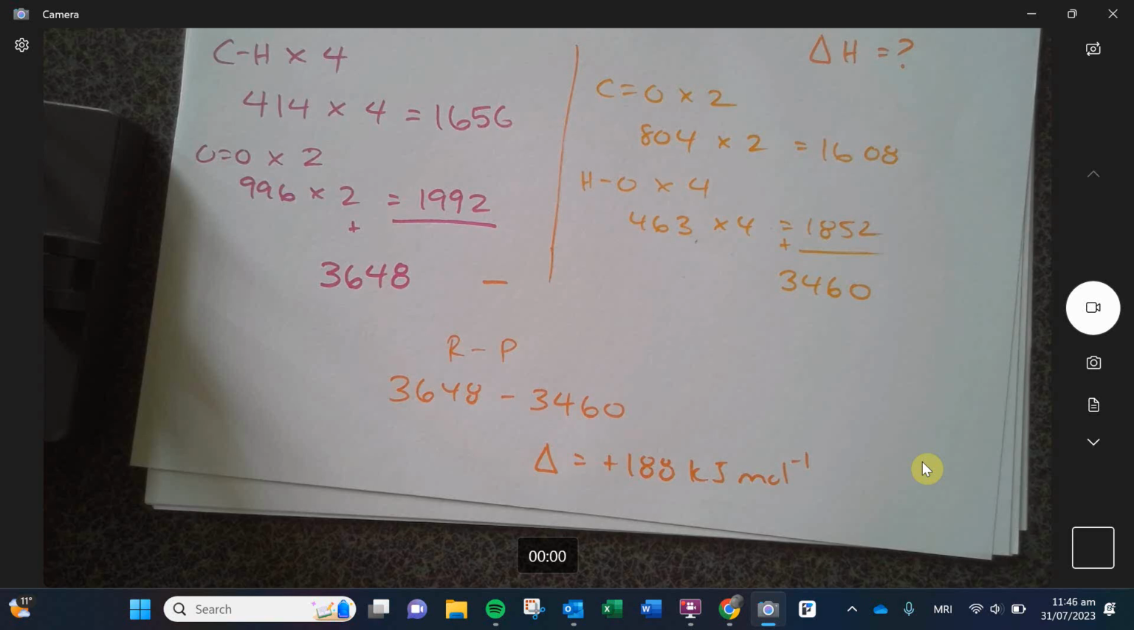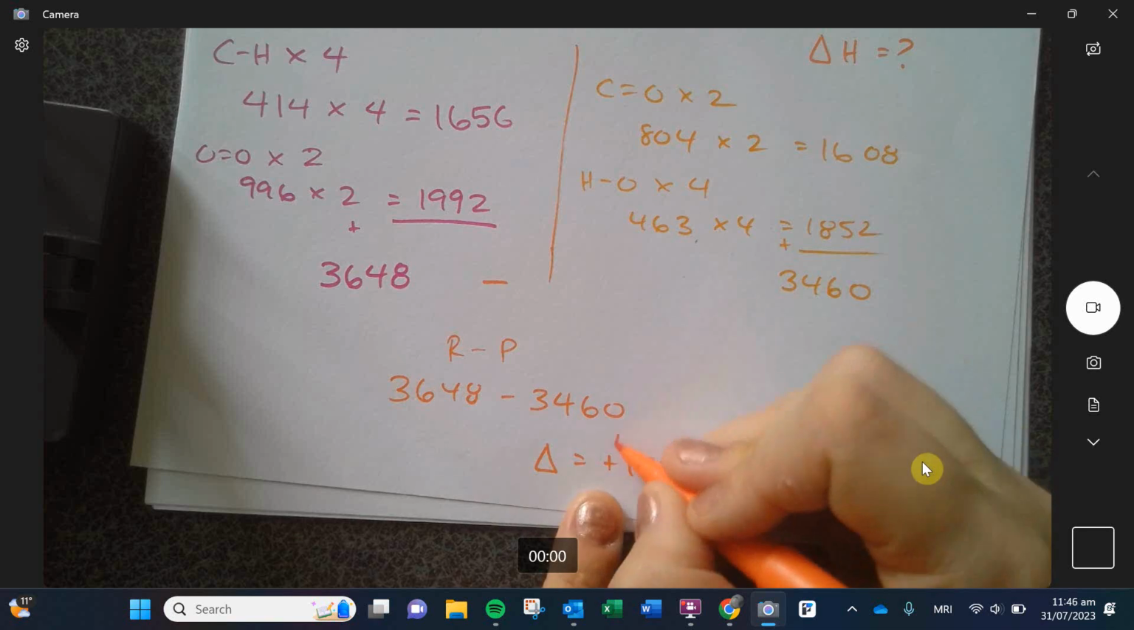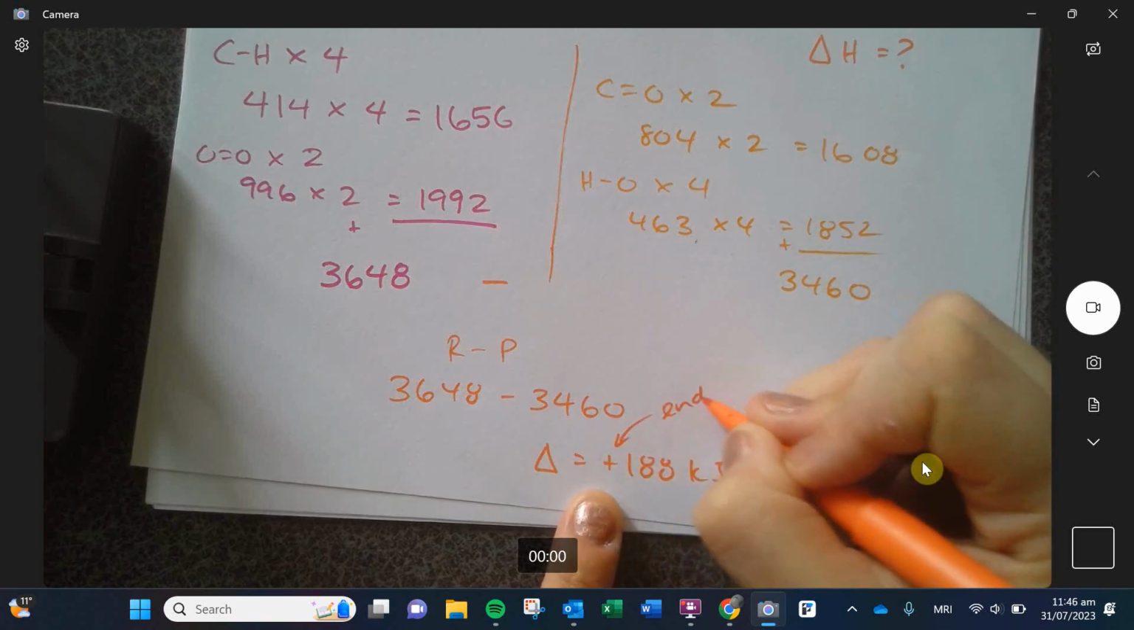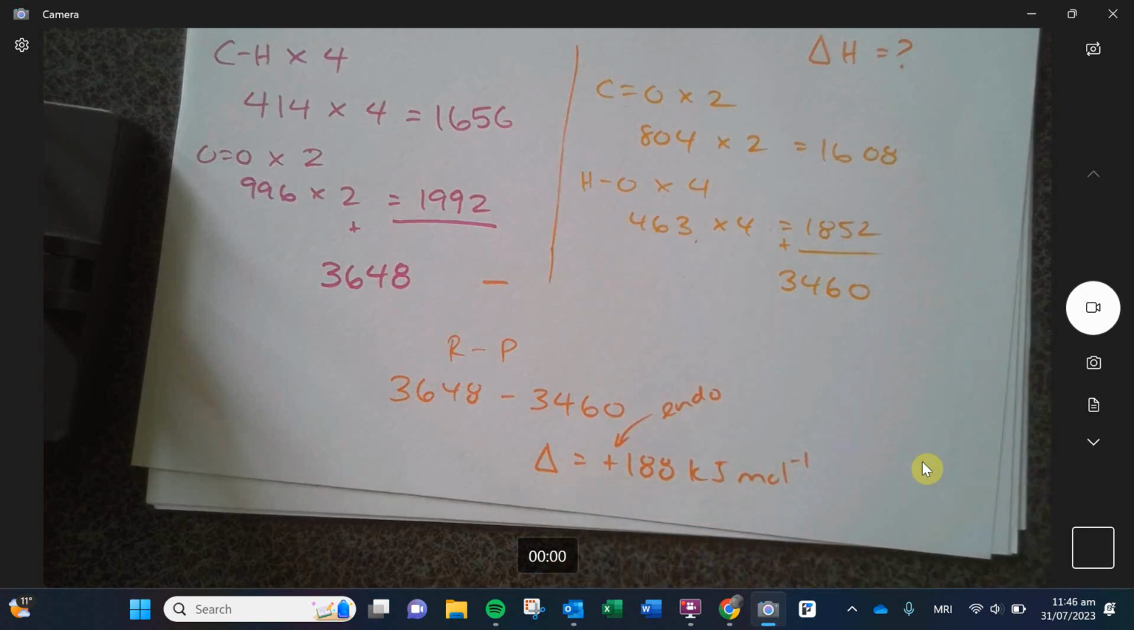All right, some things to keep in mind is what does the positive and the negative value mean? So positive tells me that it's endothermic. I need to input energy into the system. So if it's negative, then it's exothermic. It's releasing that energy.